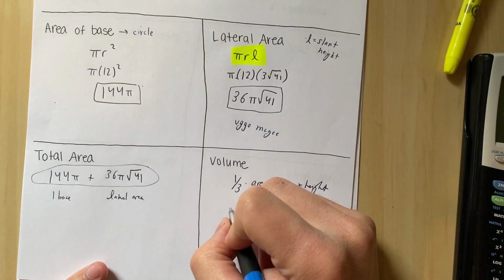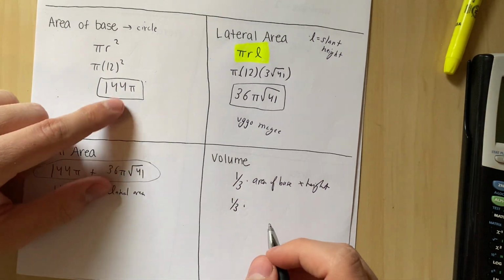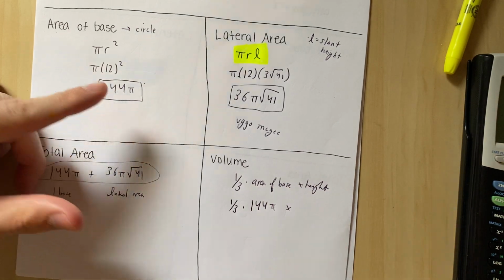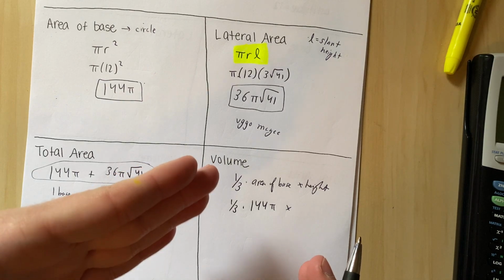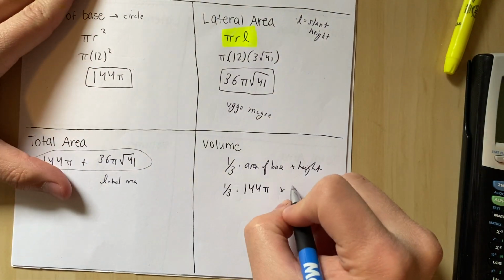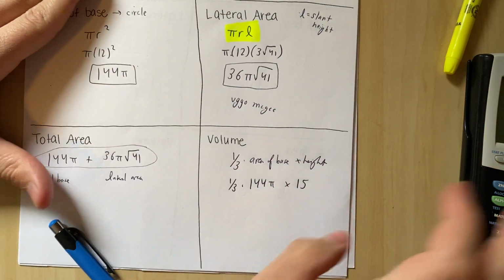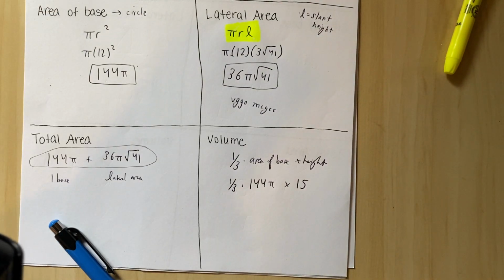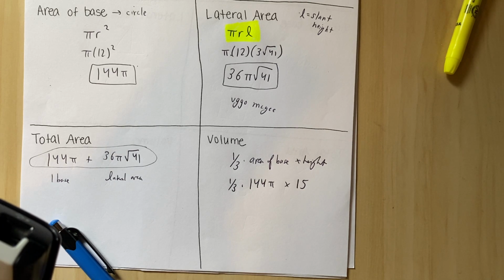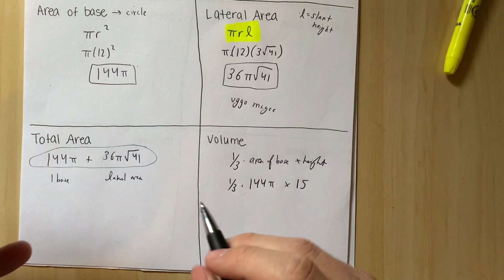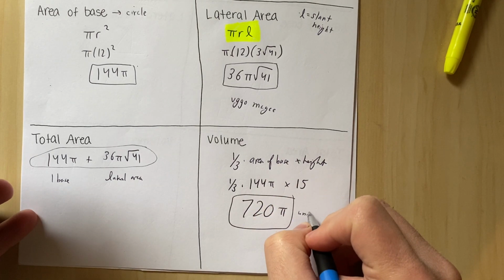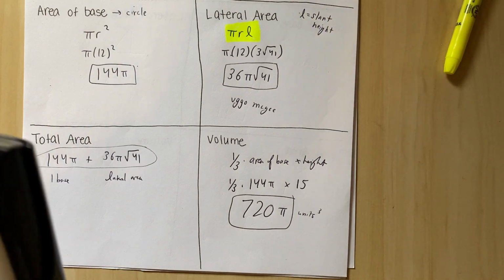So in this case, we did 1/3. The area of the base was this. And the height of this thing, again, is from bottom to top, is 15. Okay, so we can multiply that out. 1/3 times 144 times 15, 720 pi. And that we could put units cubed because that's a cute little fun thing.